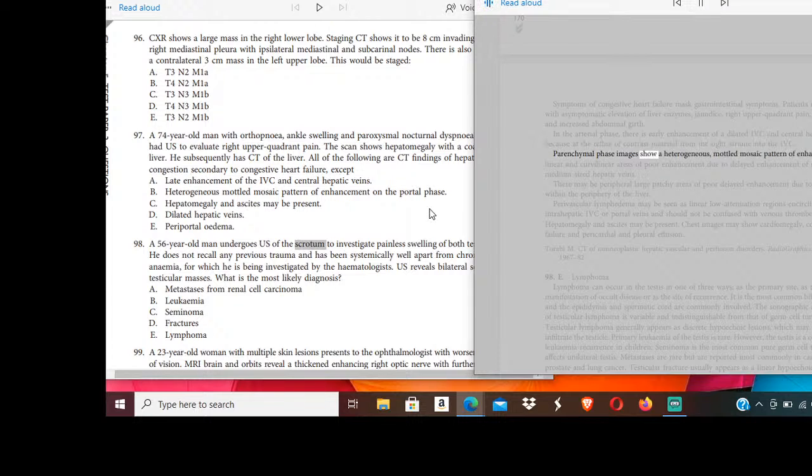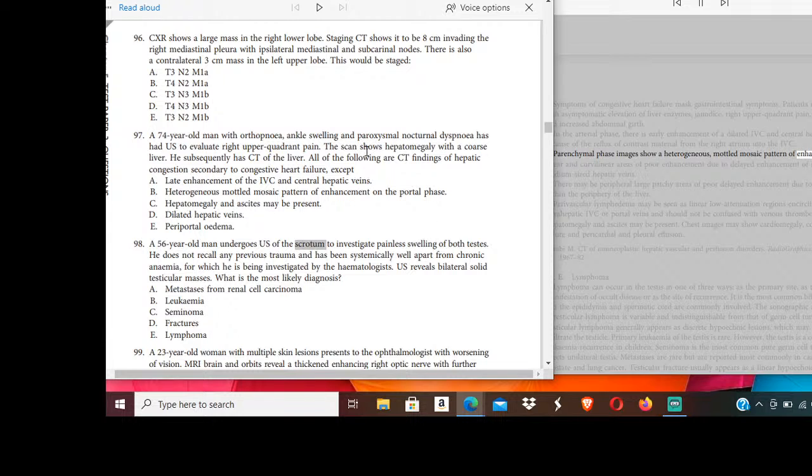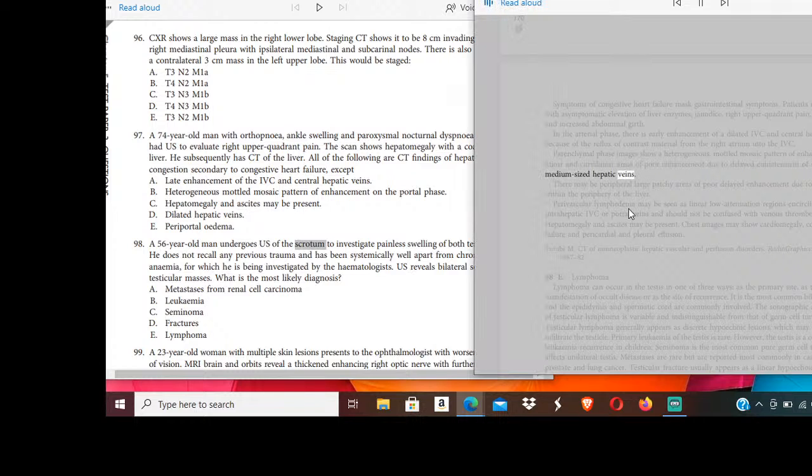Parenchymal phase images show a heterogeneous, mottled mosaic pattern of enhancement, with linear and curvilinear areas of poor enhancement due to delayed enhancement of small and medium-sized hepatic veins. There may be peripheral large patchy areas of poor delayed enhancement due to stagnant flow within the periphery of the liver. Perivascular lymphedema may be seen as linear low attenuation regions encircling the intrahepatic IVC or portal veins, and should not be confused with venous thrombosis. Hepatomegaly and ascites may be present.